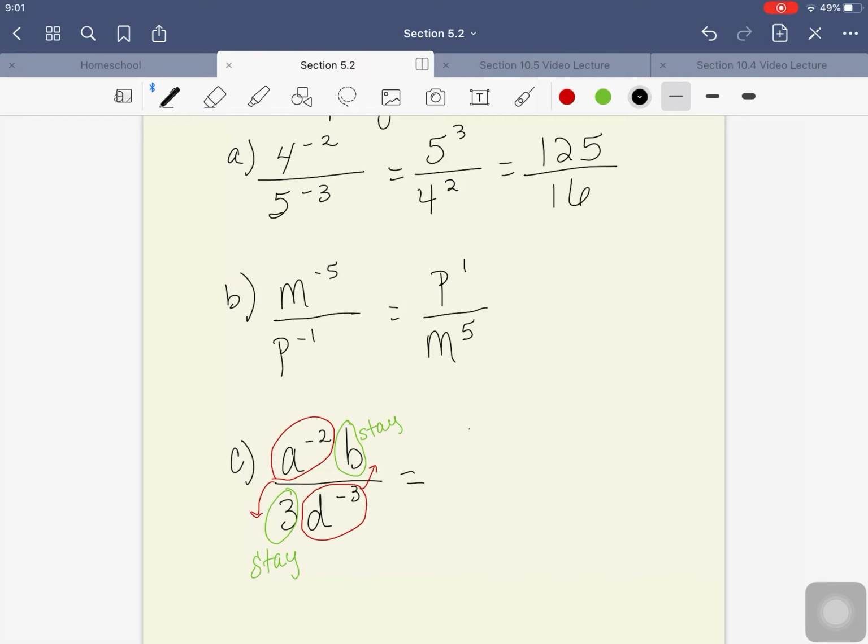So now in the numerator, I'll have b, and then I'm going to flip up and make this d to the positive third. The 3 stays where it is, and that will come down and become a to the positive second.